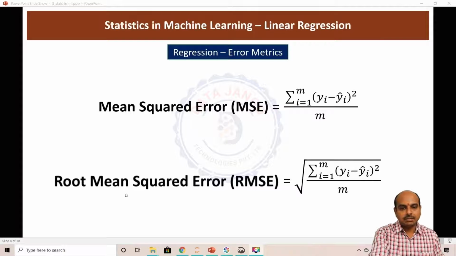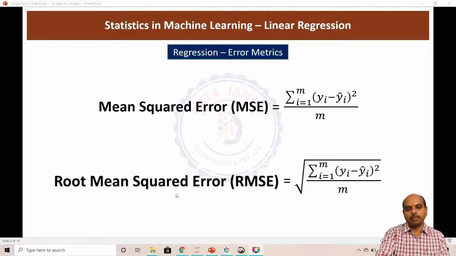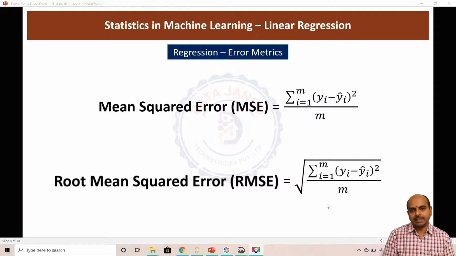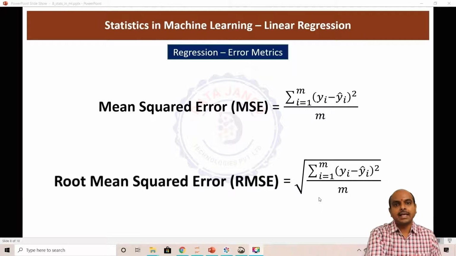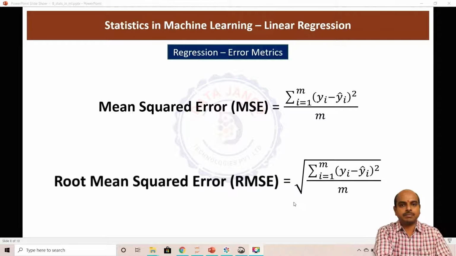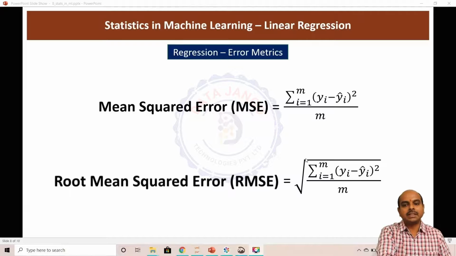And the next metric is the root mean squared error. When you apply square root, the variance becomes standard deviation, or like standard deviation. You can actually say that when you take one prediction, the prediction is kind of this far from the actual value. On an average, the prediction is kind of this far from the actual value.